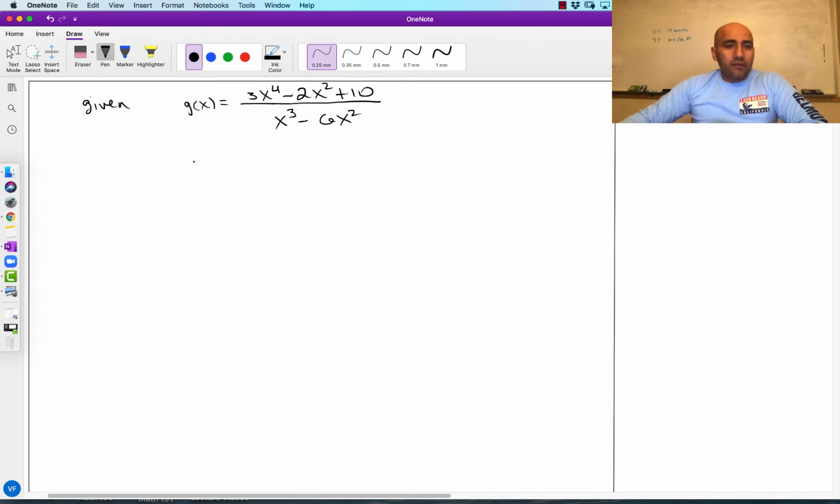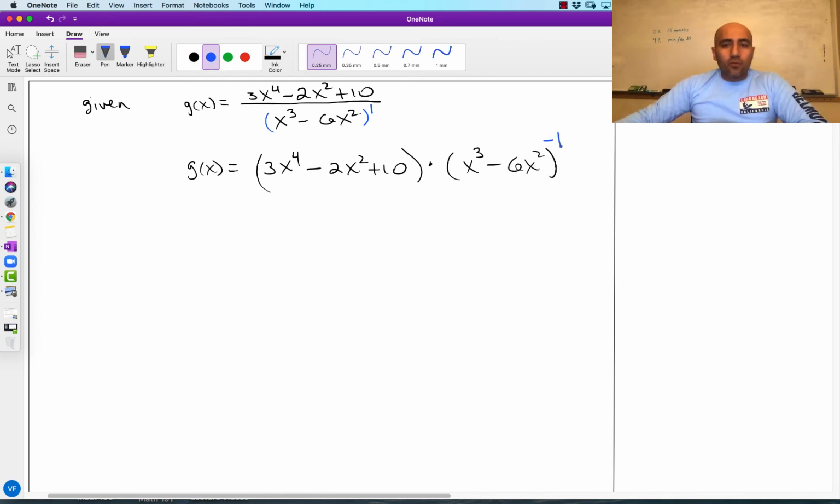We could say that g of x is equal to 3x to the 4th power minus 2x squared plus 10 times, and remember this whole thing can be thought of as being raised to the power of 1 as a unit. So we can take that and move it to the numerator: x cubed minus 6x squared, to the power of minus 1. And so that helps us rewrite it as a product.